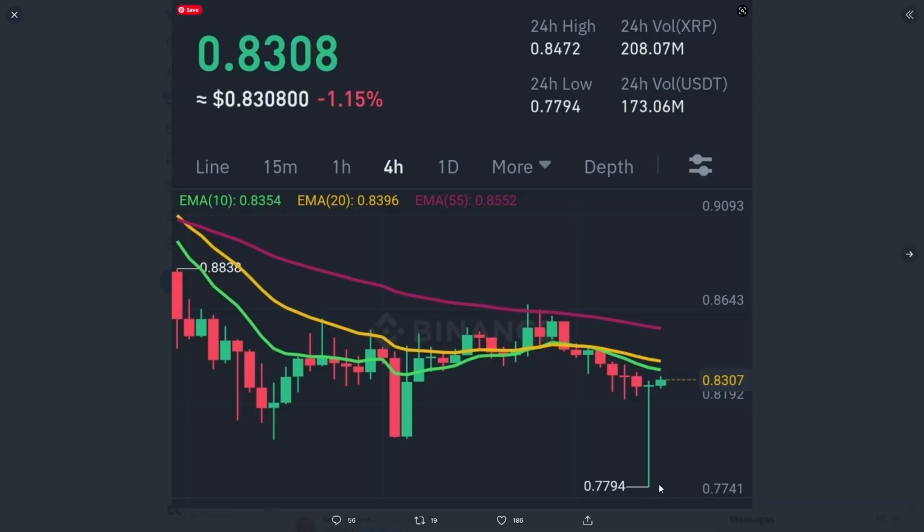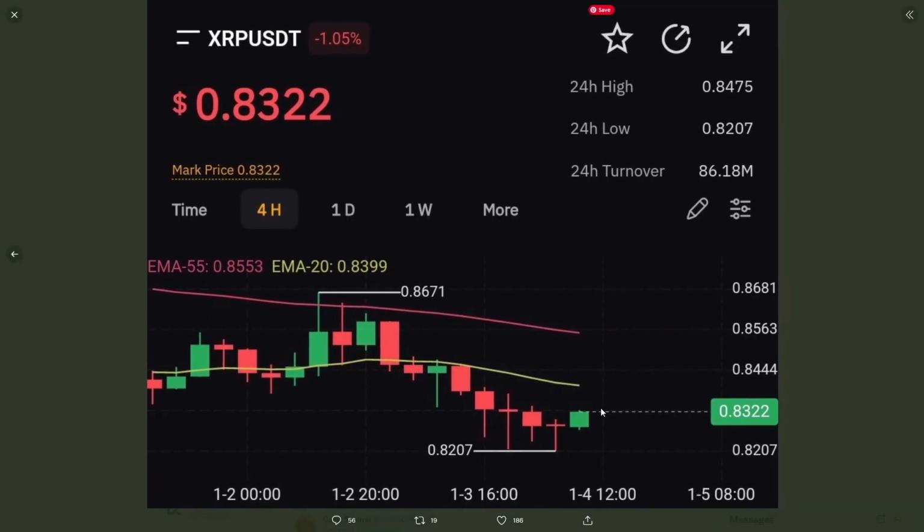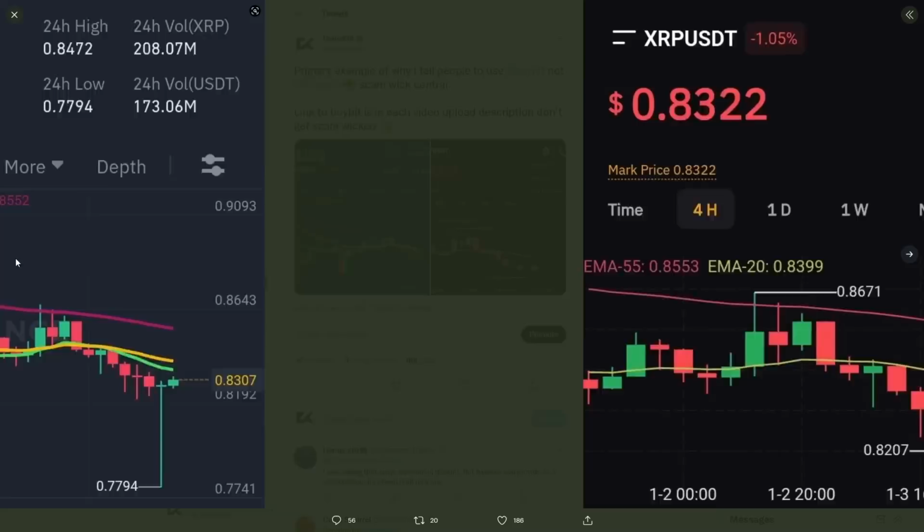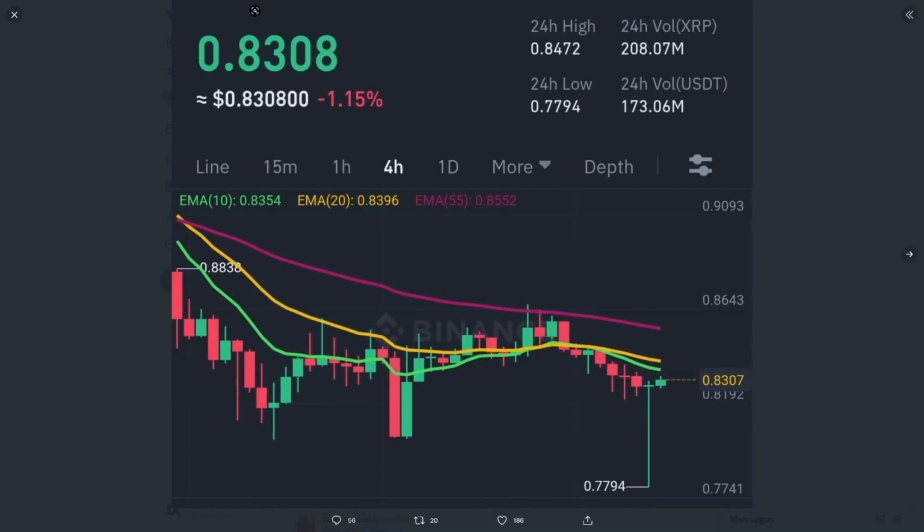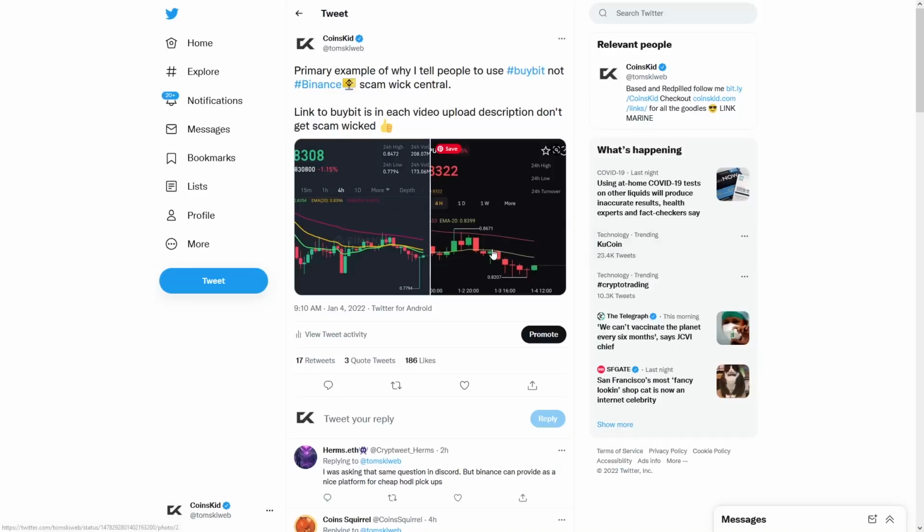And then if you look at that wick, and then if you look over here on Bybit, the low was 0.8207. So, you know, it's almost 4 cents different. Doesn't sound like a lot, but it is, because when you're setting stop losses and you're using percentage, a stop loss, it's basically stop hunting, and people get stopped out and they lose their trade. So this is why I do say use Bybit.